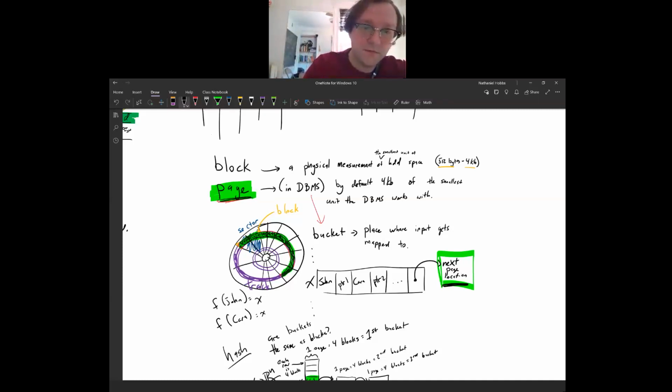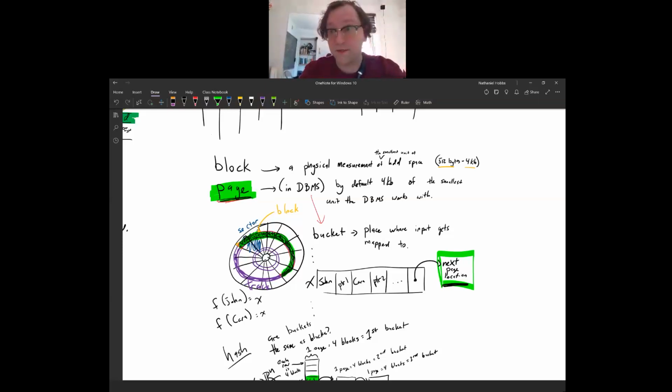Okay. Let's add more sectors. So this one page, rather, is taking up 8 blocks. 1, 2, 3, 4, 5, 6, 7, 8. In this example, the drive only has block sizes of 512 bytes, but a page is 4 kilobytes.